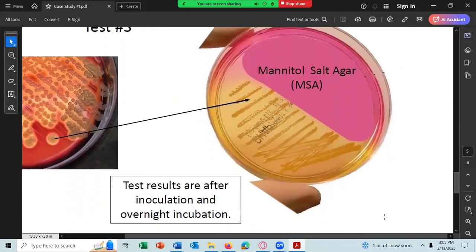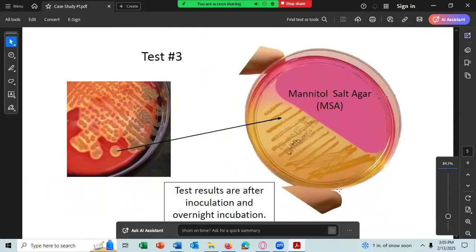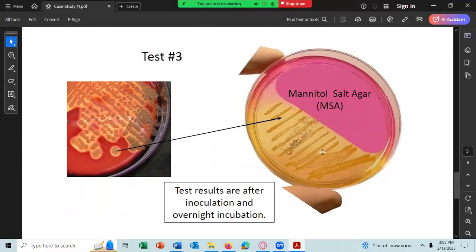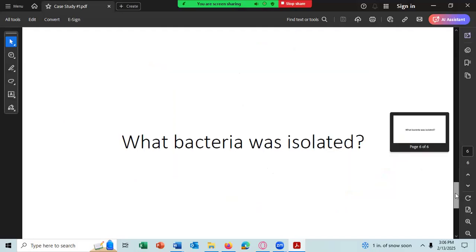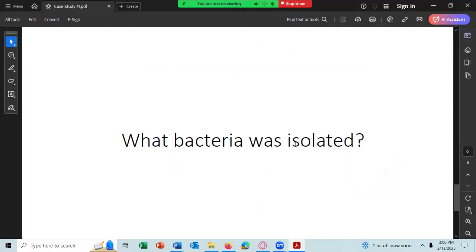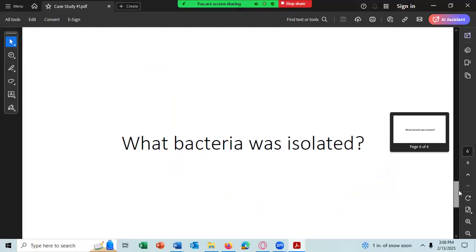And then this is a further test, which isn't discussed in the lab, but there's the mannitol salt agar test in your unknown project, so you can look up mannitol salt agar. I think we talked about mannitol salt agar in a previous lab. And then it shows you the growth of the bacteria on a mannitol salt agar, and then the coloration of the mannitol salt agar. And then answer what bacteria species was isolated. Any questions about any of that?